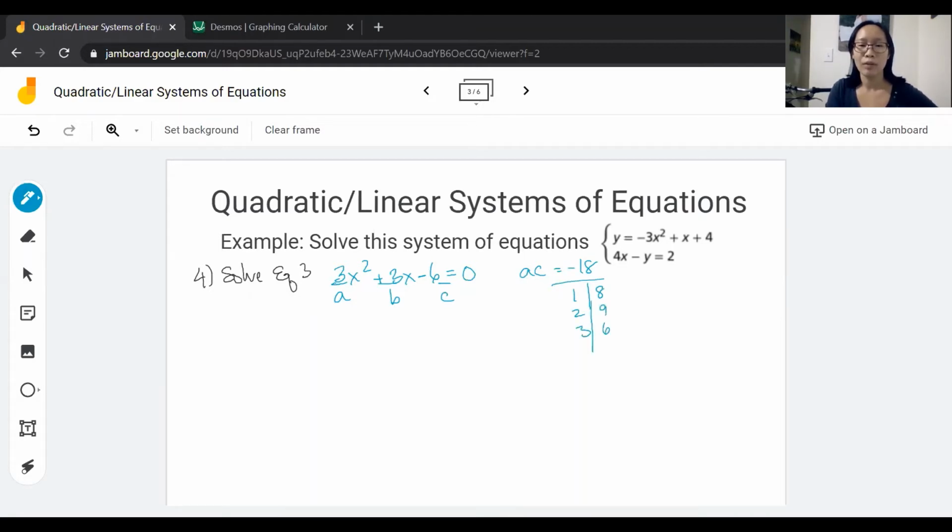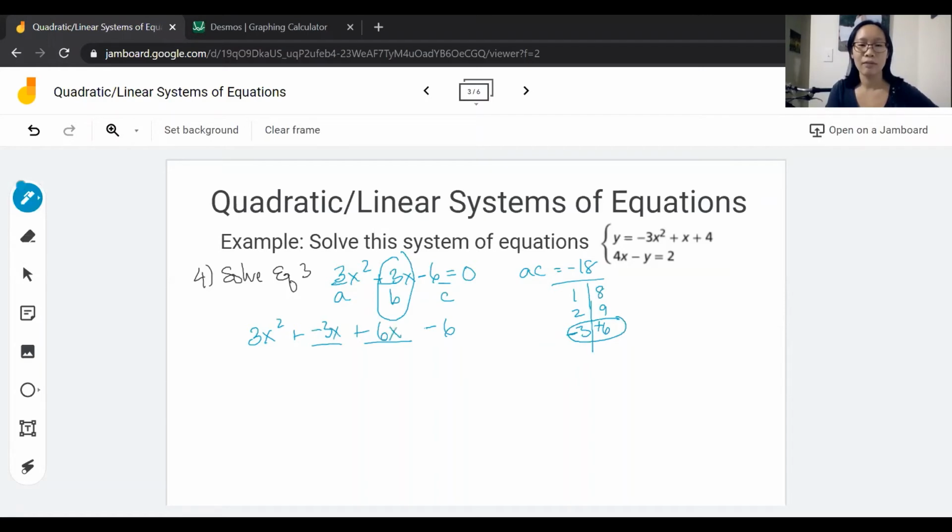I'm looking for a pair of numbers that will add up to 3, and I notice that I can get that by having a positive 6 and a negative 3. I'm going to factor by grouping by rewriting my first term, leaving a space for my b's, and then rewriting my last term. My b's are negative 3x and a positive 6x.